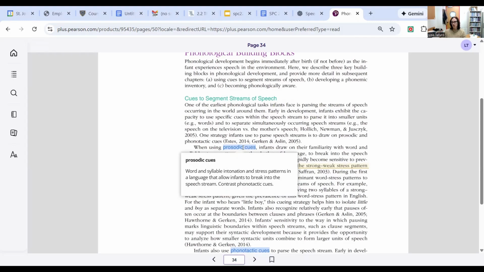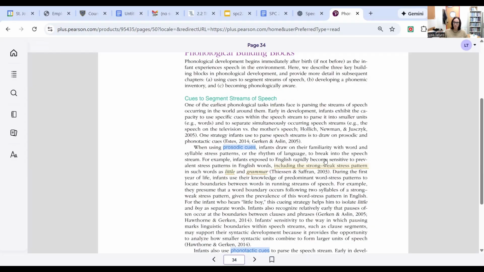So the intonation or the stress pattern in a language lets infants, really young infants, break into the speech stream. And what it does, it helps them to compare and contrast phonotactic cues or the rules around how sounds are combined. So for example, let's say we have in English, which we do, a strong-weak stress pattern, okay?